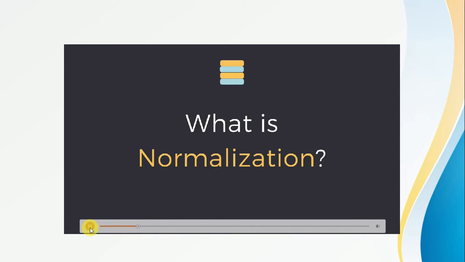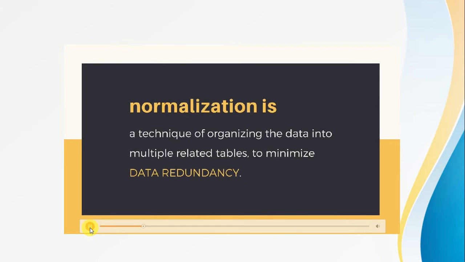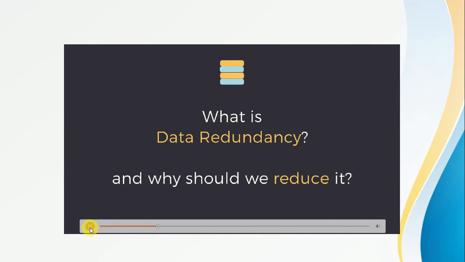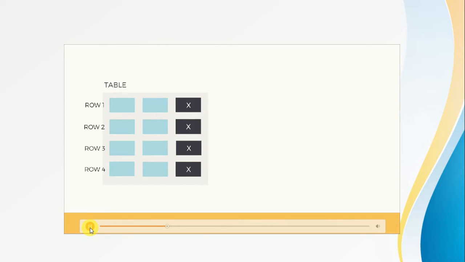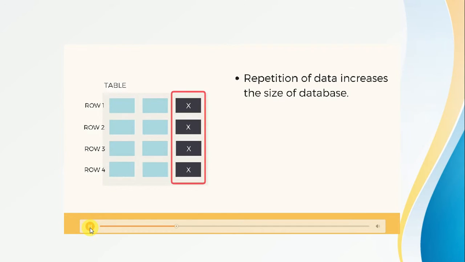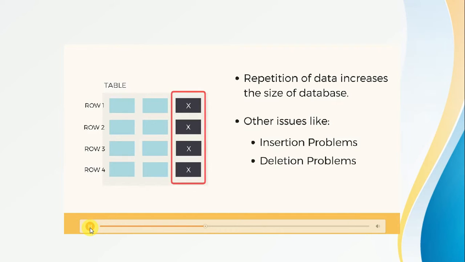So what is normalization? Normalization is a technique of organizing the data into multiple related tables to minimize data redundancy. Now you would ask, what is data redundancy and why should we reduce it? Well, data redundancy is nothing but repetition of similar data at multiple places. And we want to reduce it not just because repetition of similar data multiple times eats up extra space, but it also leads to multiple other issues like insertion, deletion, and updation anomalies.